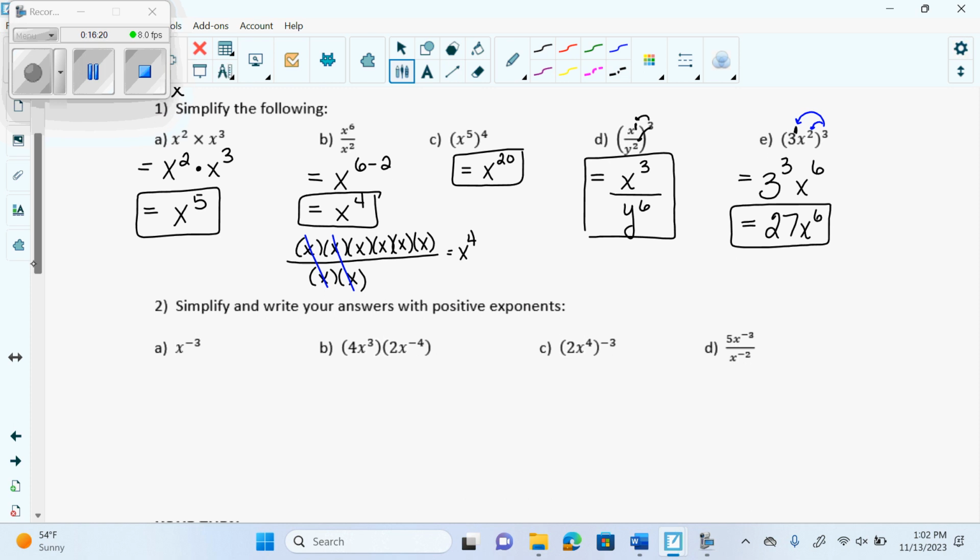How do we deal with negative exponents? Does anyone remember? We learned that in grade 10. If your negative exponent is in the denominator and you move it to the numerator, it becomes positive. If your negative exponent is in the numerator and you move it to the denominator, it becomes positive. If you don't believe me, try this. Type this into your calculator: 4 to the negative 1.